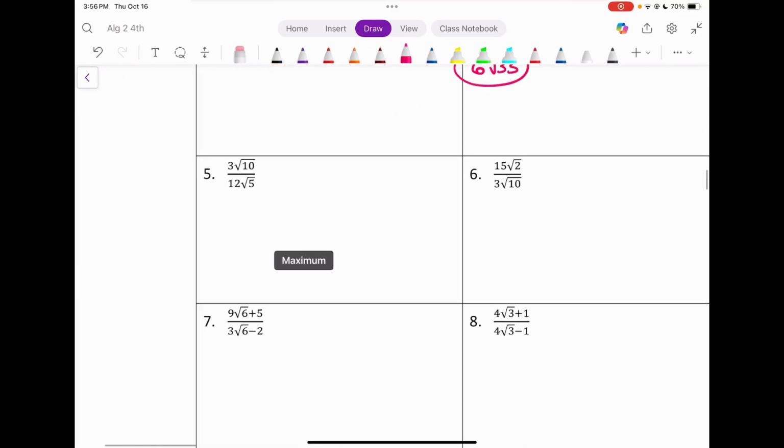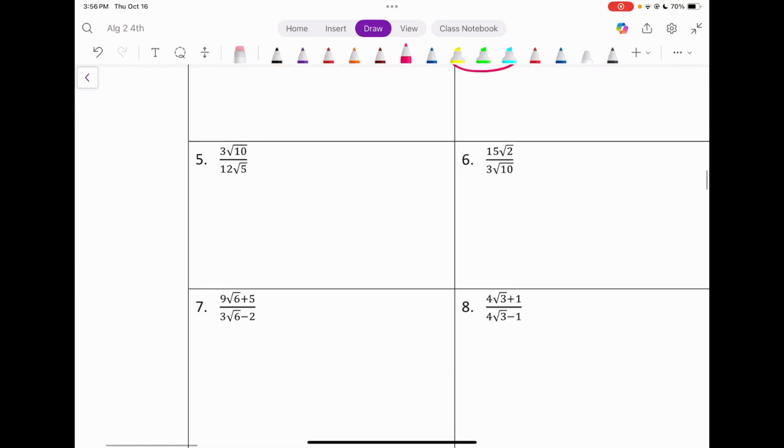Division works the exact same way. You're going to focus on the things that are alike, like 3 and 12. You're going to reduce it just like a fraction. 3 over 12 reduces to 1 over 4 when you divide them both by 3, giving you 1 and 4. The square root of 10 and the square root of 5, put them together, combine them. Root 10 divided by root 5 is root 2. So you can reduce it as well. So on top you have root 2, on bottom you have 4, and you're finished.